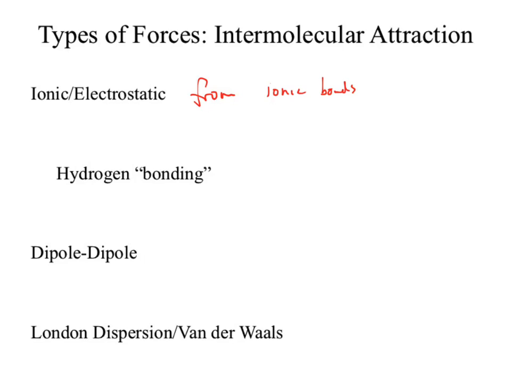Where did our London dispersion or our van der Waals forces come from? This was our nonpolar covalent bonds. Where did our dipole-dipole force come from? Our polar covalent bonds. So we spent all this time trying to identify our bonds because the bonds allow us to identify our forces. Notice hydrogen bonding is floating in there in the middle.